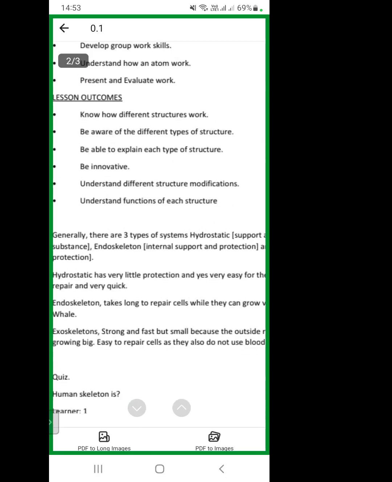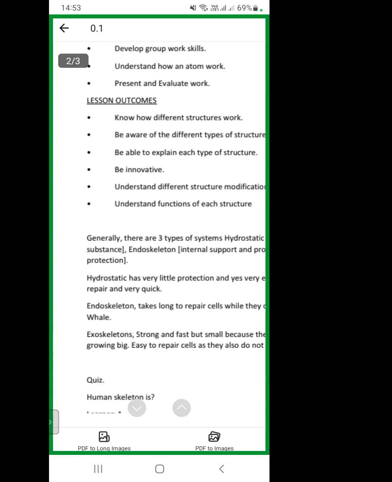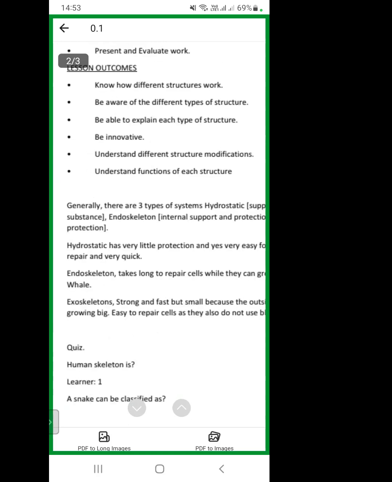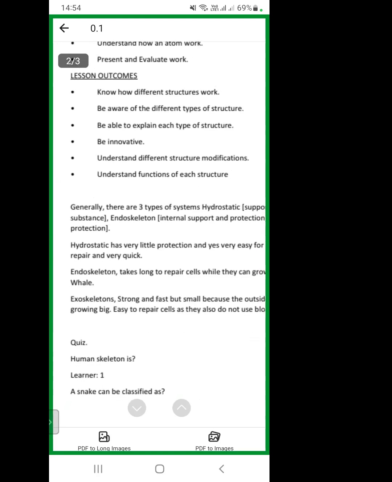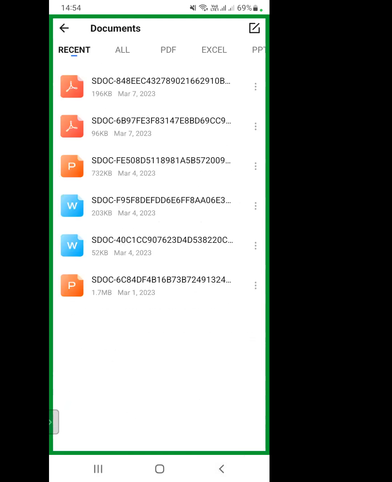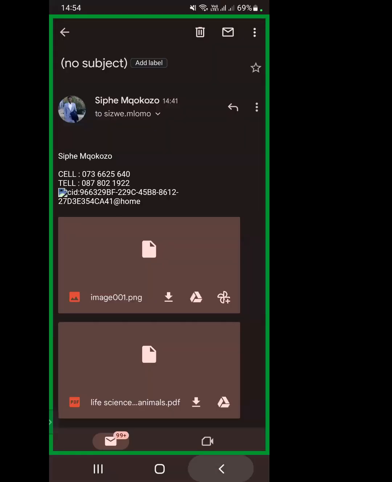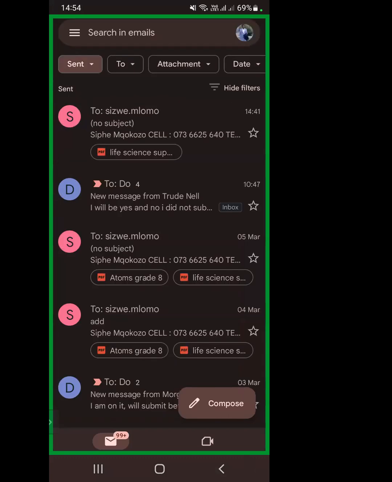Lesson outcomes: I would like you to know the difference between the different structures. We have different types of structures. Be able to explain each type, and understand the functions of each support structure as well. I'll go out of this and then start a PowerPoint presentation on support systems in animals.